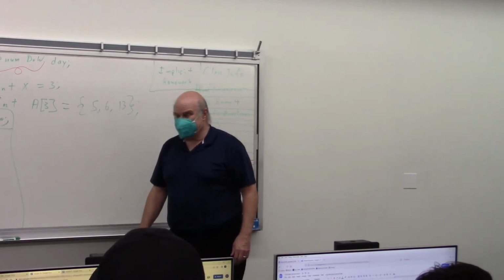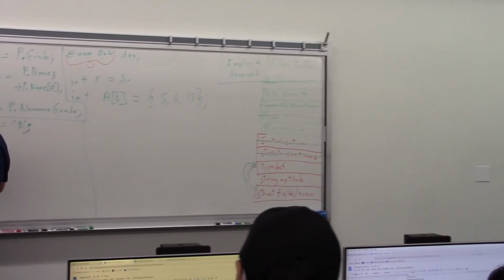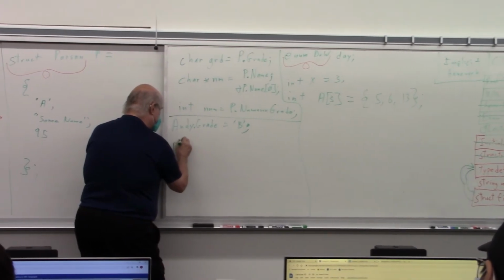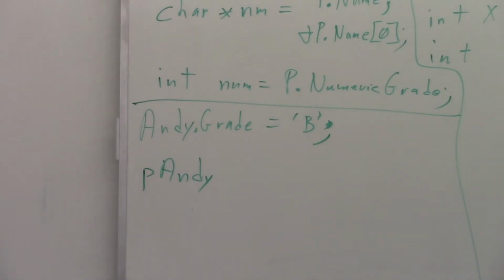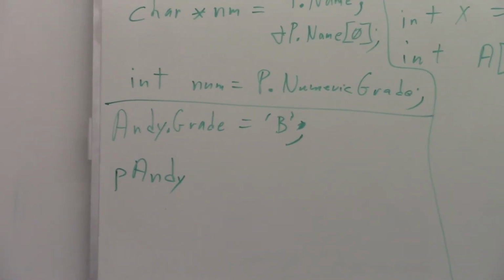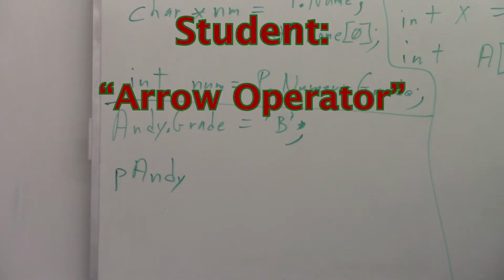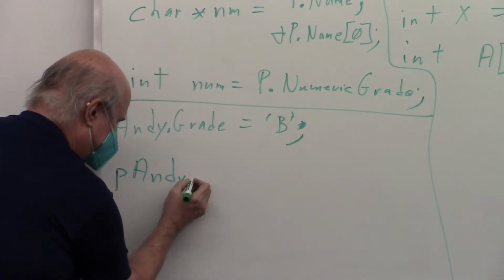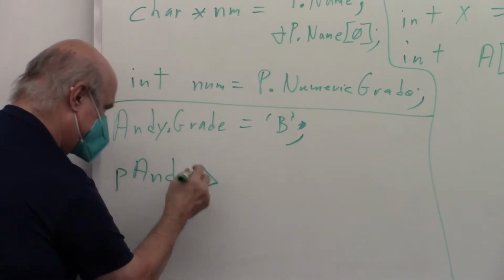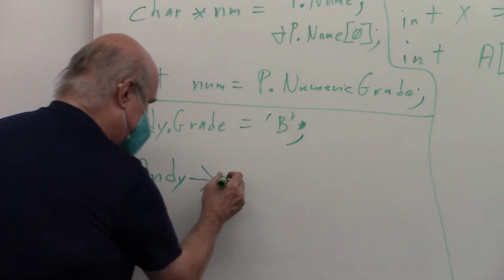Okay. Andy.grade is equal to B. Suppose I wanted to assign a B to that same variable, but using the pointer, p Andy. Anybody want to guess what the syntax is? What syntax can I use to access a subfield via a pointer? The arrow operator. The arrow operator is dash greater than sign. That's exactly right. And then you give it the same name.